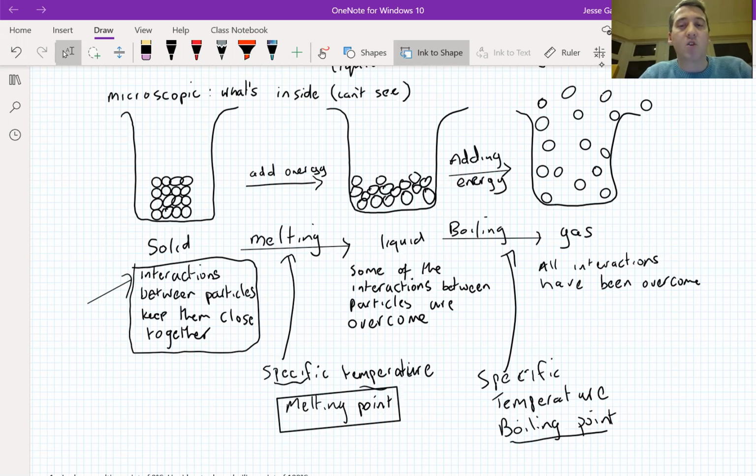Now, what about the temperature? Why does boiling require more energy than melting does? Why do we have to keep adding energy? We saw that if we add some energy, we can get it to melt. We have to keep adding more energy to get it to boil. Why is that? The answer has to do with the amount of interactions you're overcoming. For a liquid, the word here is some. Some of the interactions between the particles have to be overcome to turn it into a liquid. To turn a substance into a gas, you have to overcome all of the interactions, and of course, this requires more energy.